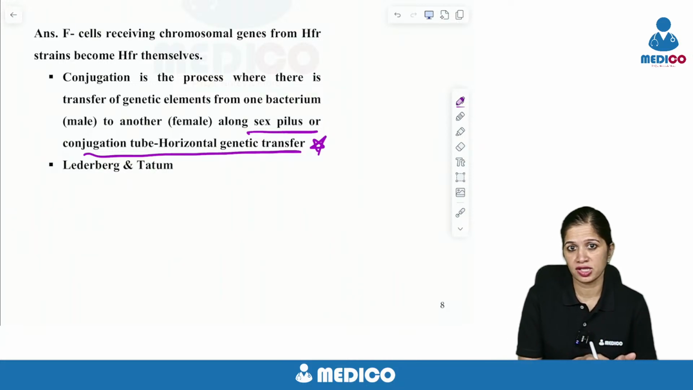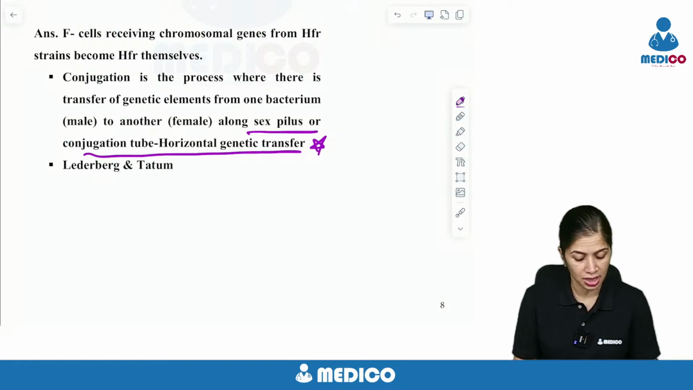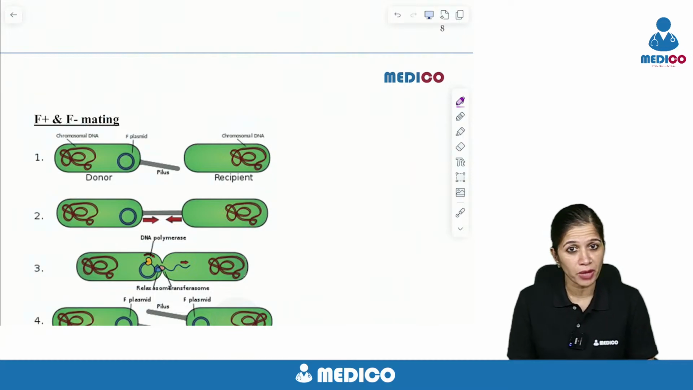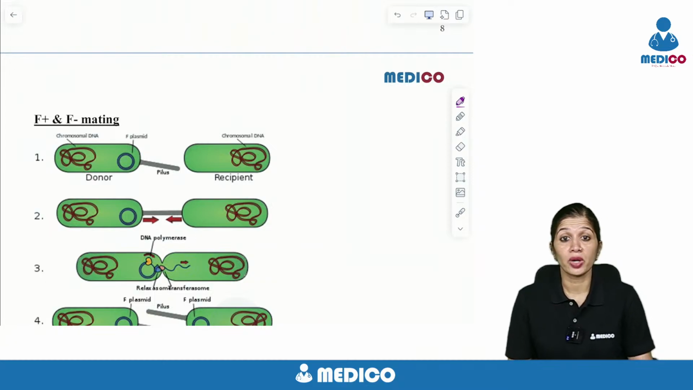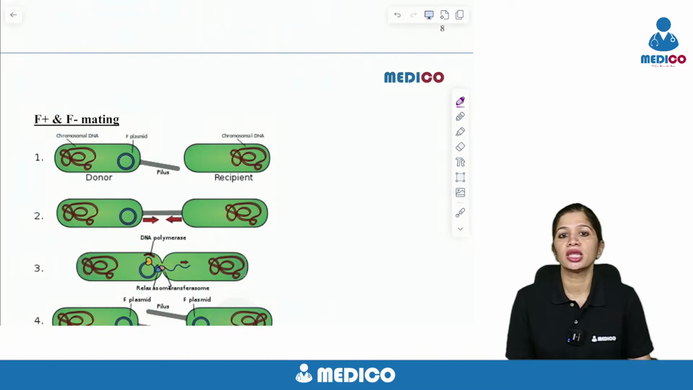So the one that is transferring it is the male and the one that is receiving it is the female, and it was first discovered by Lederberg and Tatum. Okay. So there are basically three types of conjugation. One is the F plus and F minus mating. The other one is the HFR conjugation. And the third one is the F prime conjugation. If you know all these three, you will get the answer to this question.